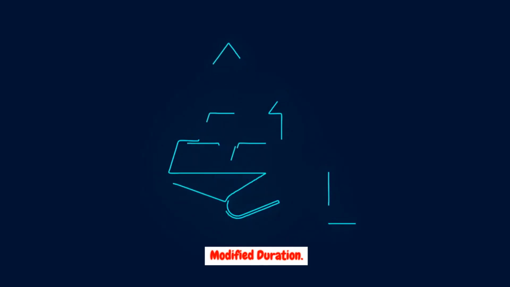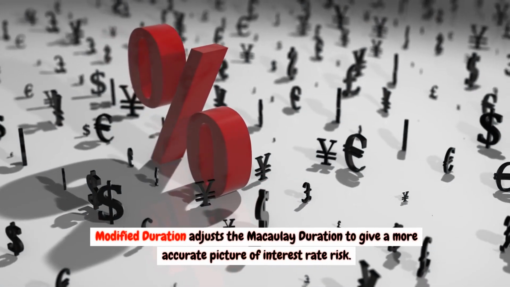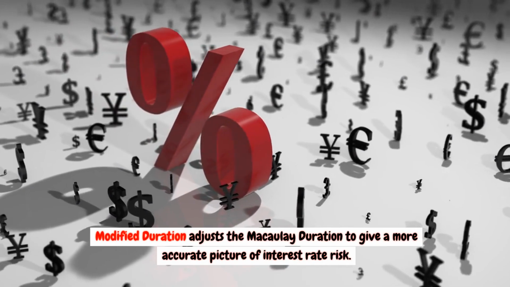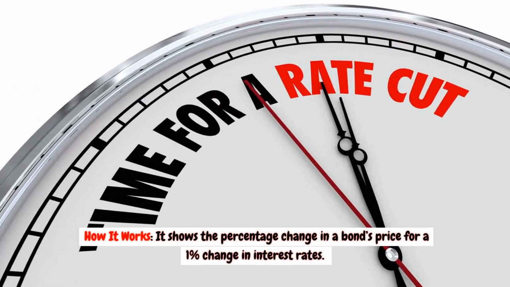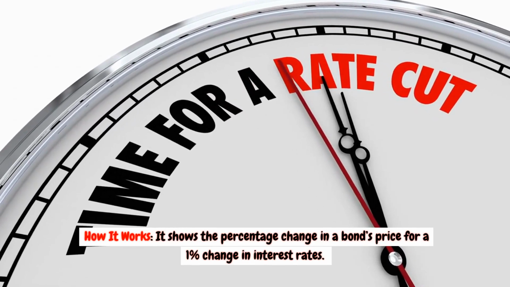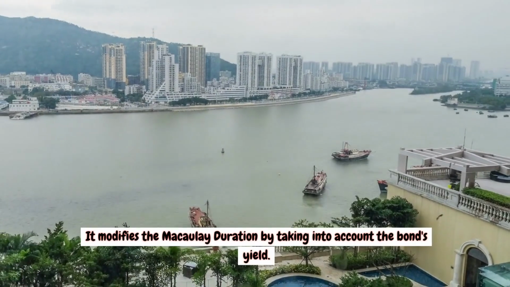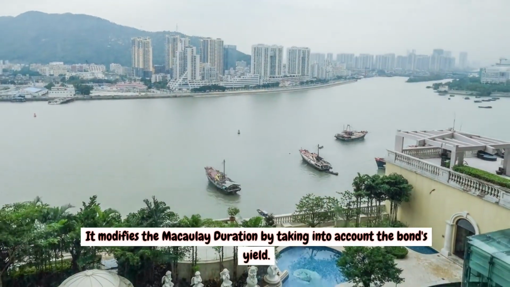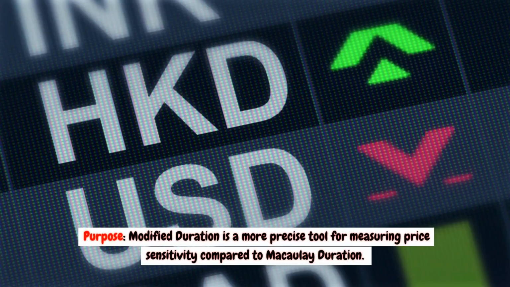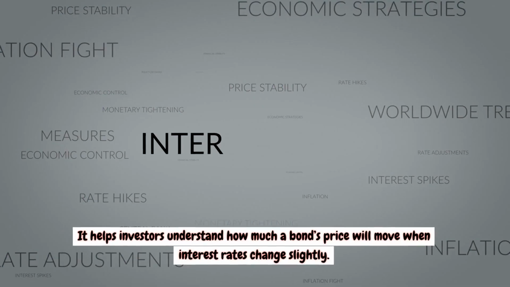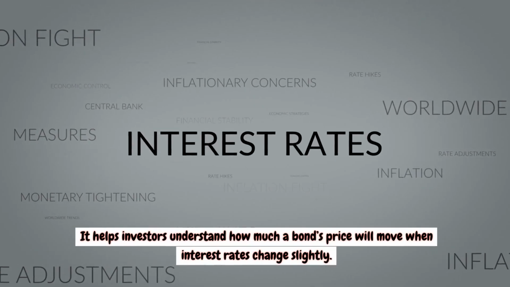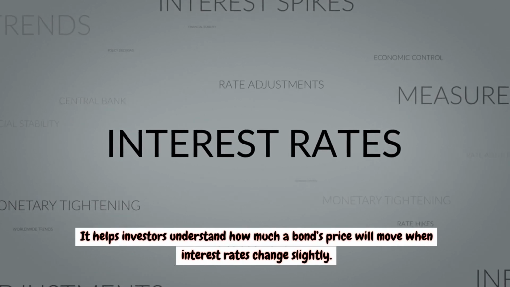Modified duration. Modified duration adjusts the Macaulay duration to give a more accurate picture of interest rate risk. How it works. It shows the percentage change in a bond's price for a 1% change in interest rates. It modifies the Macaulay duration by taking into account the bond's yield. Purpose. Modified duration is a more precise tool for measuring price sensitivity compared to Macaulay duration. It helps investors understand how much a bond's price will move when interest rates change slightly.